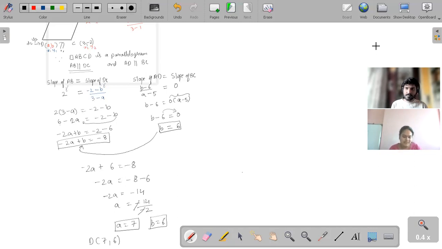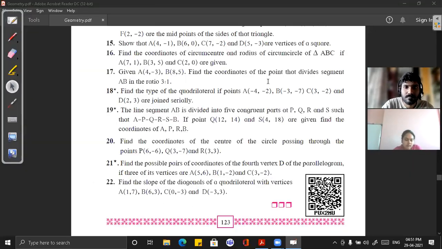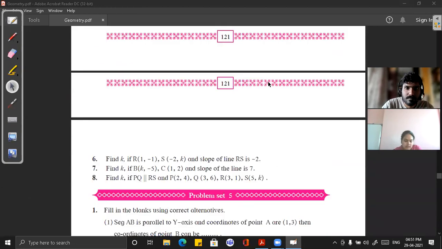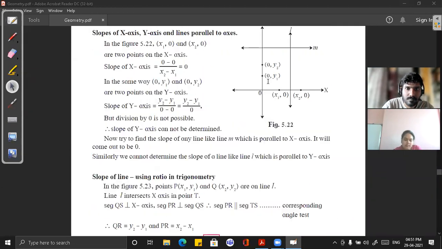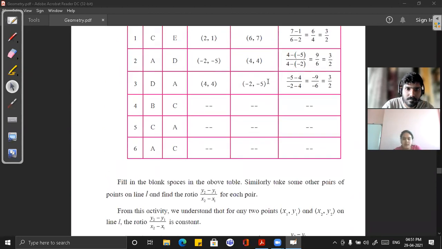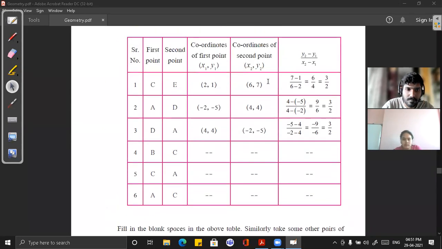Also, we've been given homework on page 117. There's a table we've been told to fill. 117, the slope. Yes, but in some they have said that C is 4 comma 4, and in some they have said C is 2 comma 1. So how to do that?